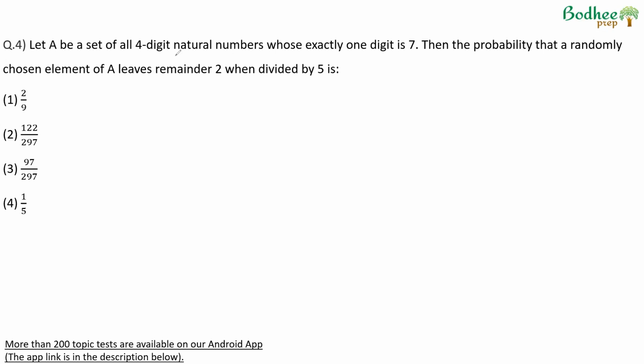Let A be a set of all 4-digit numbers whose exactly one digit is 7. Then what is the probability that a randomly chosen element of A leaves remainder 2 when divided by 5? So let us first look at the total number of cases.